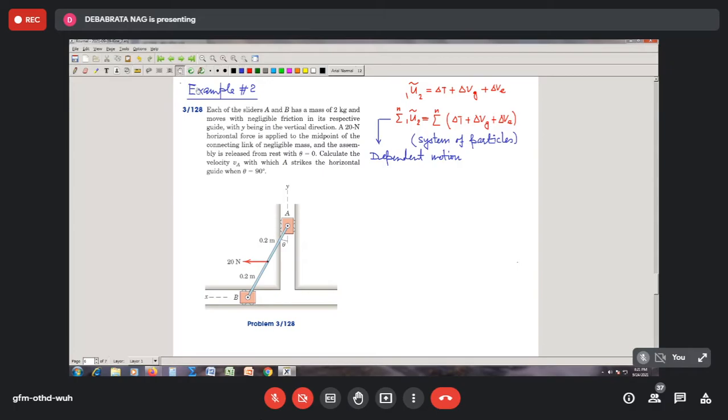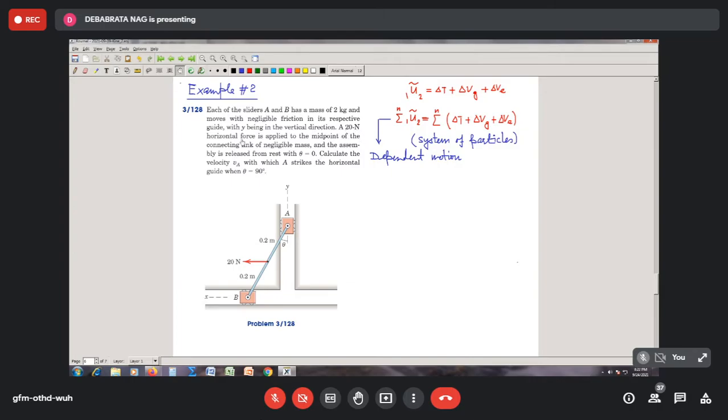Now with this introduction in mind, let us focus on the statement of the problem. The statement says that each of the sliders A and B has a mass of 2 kg. Both of these masses are equal, and they move with negligible friction in their respective guides, with y being in the vertical direction. Correct? So this is the vertical direction, and we say x is the horizontal direction.